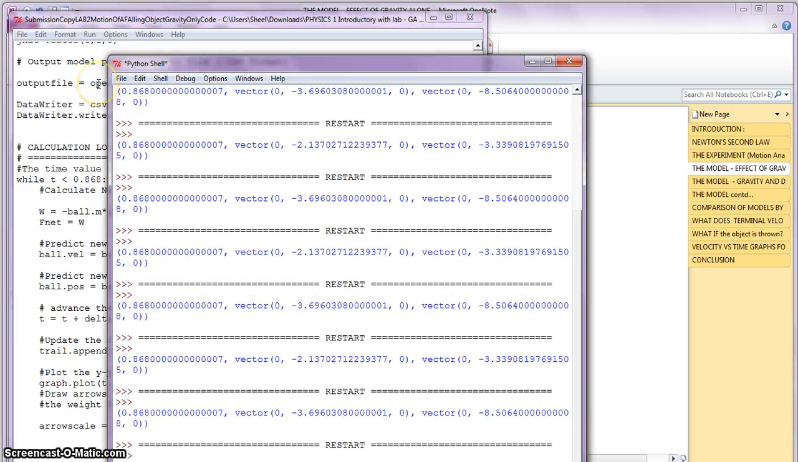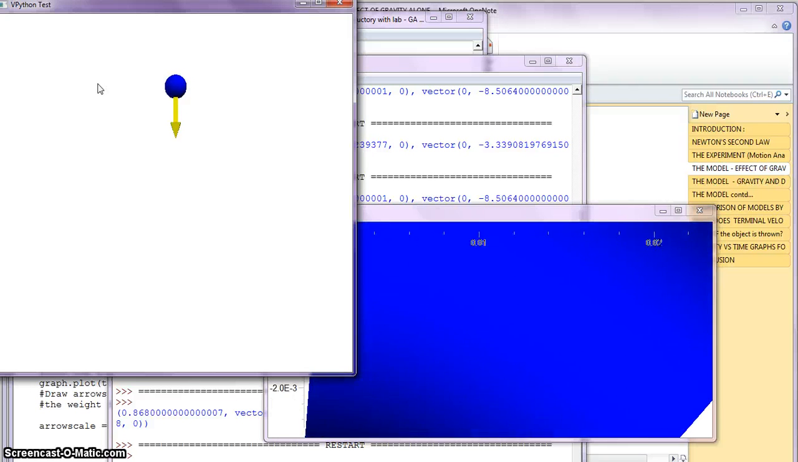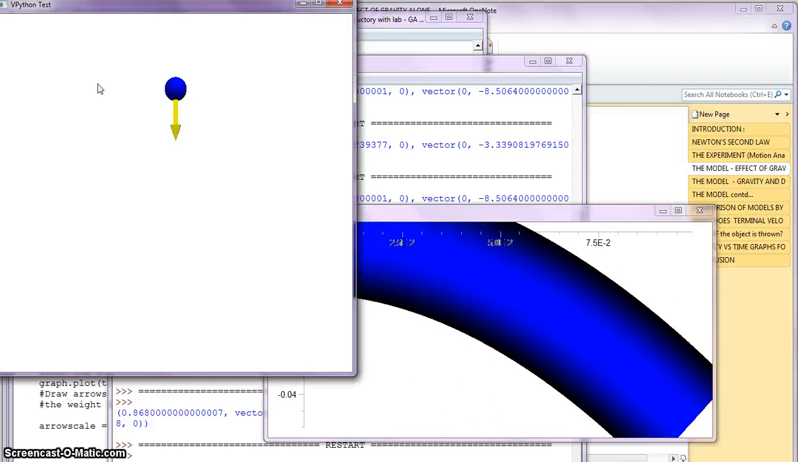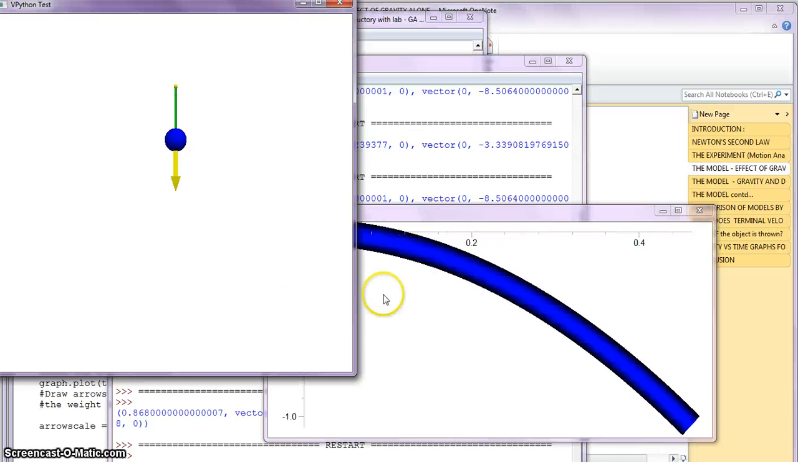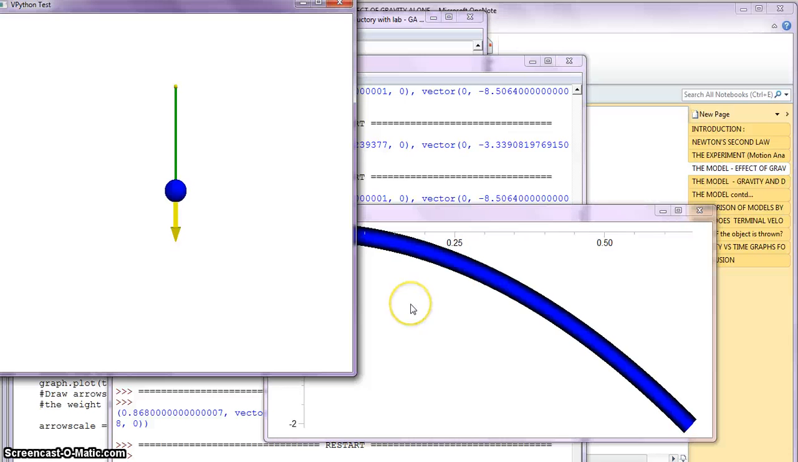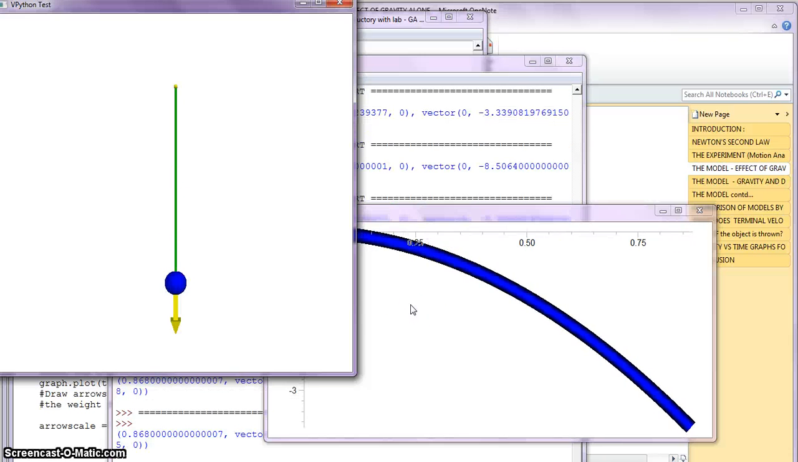Here is the Python output when I ran the program. The yellow arrow is showing the direction of the weight force, downwards, and the graph produced by Python is the position versus time graph for the situation with gravity alone.